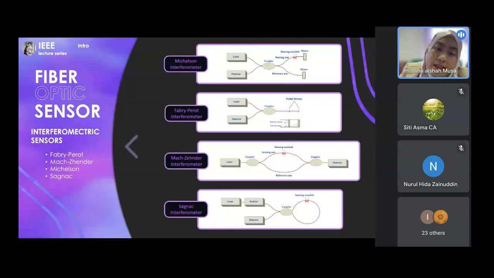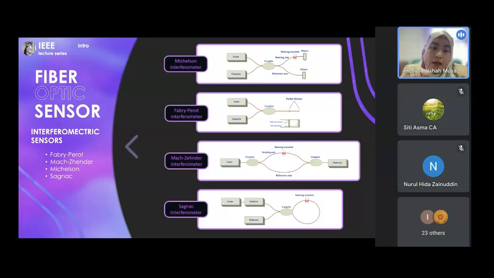As we can see, for the Michelson, we only need to use one coupler, which is to separate the light from the laser. When the light from the laser comes to the coupler, the light will split and then couple back to the detector.